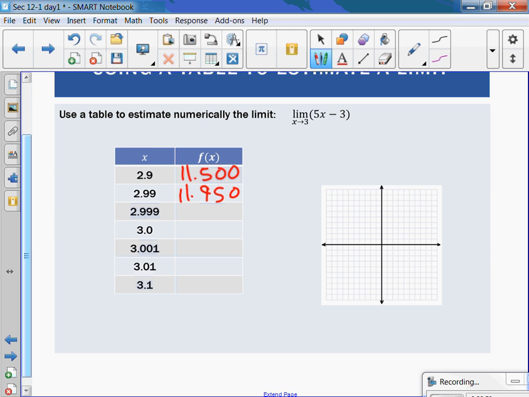And let's assume we don't know the limit as x approaches 3. We don't know what that value is, but what about 3.001? 12.005. All right, 3.01. 12.05. And lastly, for 3.1.